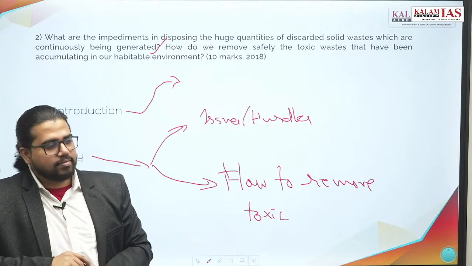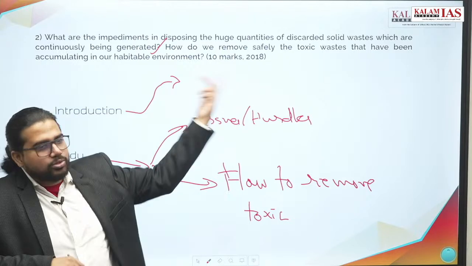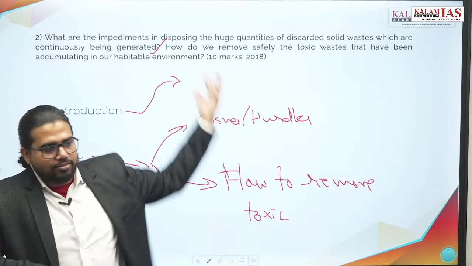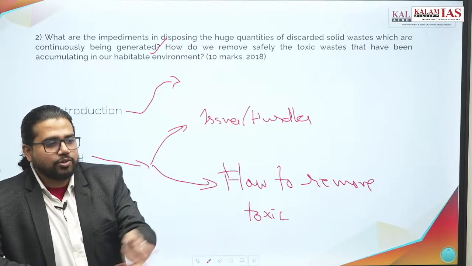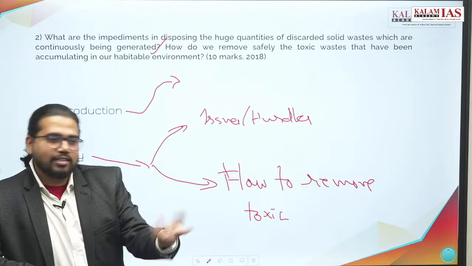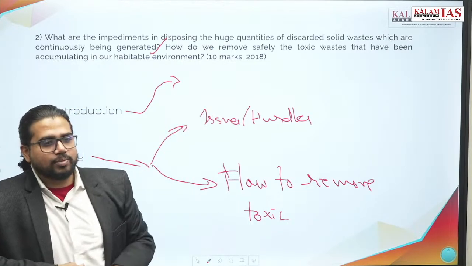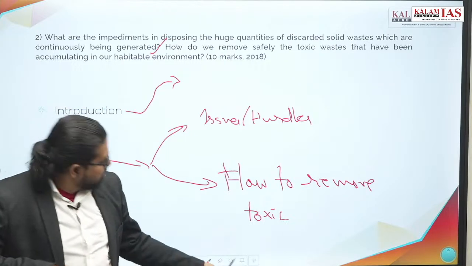You can only start with data in this question. And this also has some kind of a static touch to it. It is also not current affairs. Waste generation, what are the issues? Even for prelims, which book do you follow? Shankar IAS, whichever book you follow for environment, there is a section for waste management. So the best introduction is data itself.